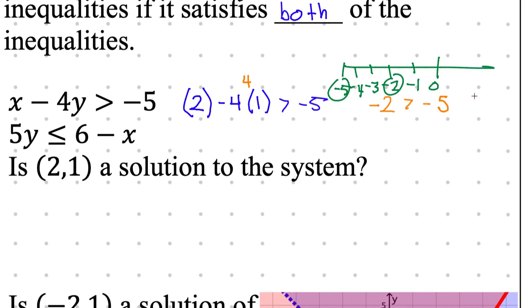So -2 is indeed bigger than -5. So we can do a capital T for true or a check mark, whatever you want to say. There's no official rule for this one. But okay, that one worked. Now we have to check the second one. If it works for both of them, then it's a solution. If it doesn't work for both of them, it's not a solution.